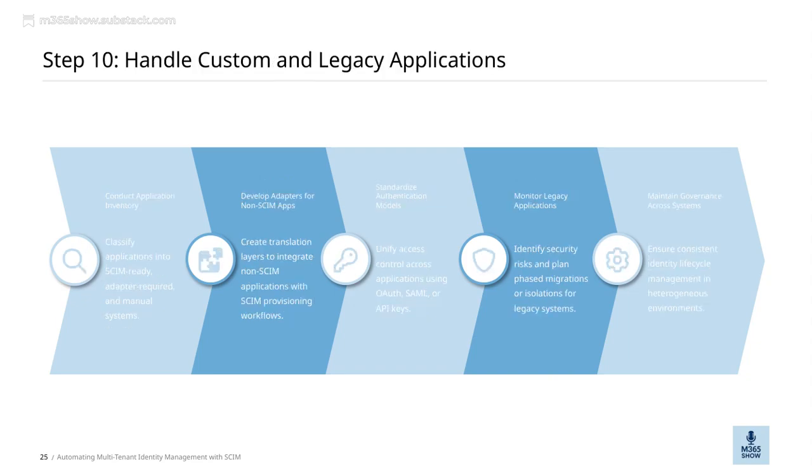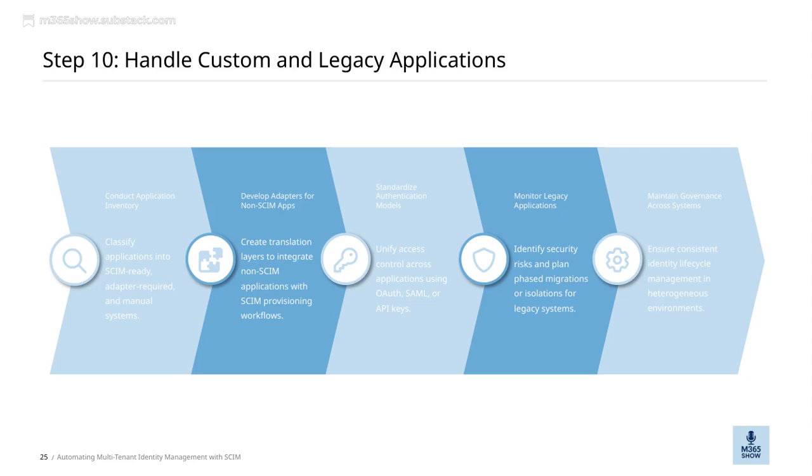Now, let's move on to step 10, handle custom and legacy applications. The key here is to ensure a consistent identity lifecycle management across all environments, even when dealing with heterogeneous systems. It's crucial to maintain governance across these different systems, which means identifying potential security risks early on. From there, we can plan phased migrations or isolations for legacy systems to minimize disruptions and security gaps.